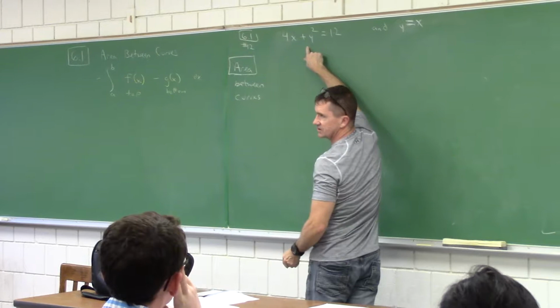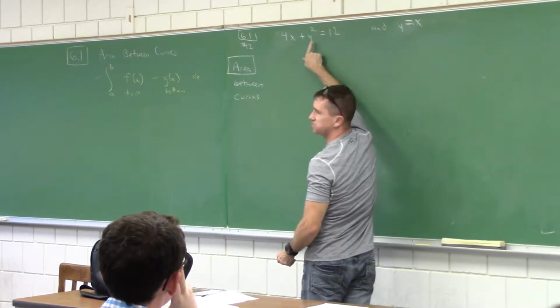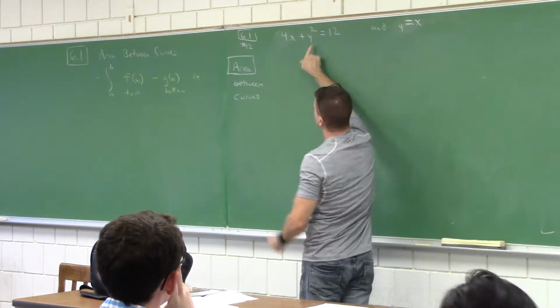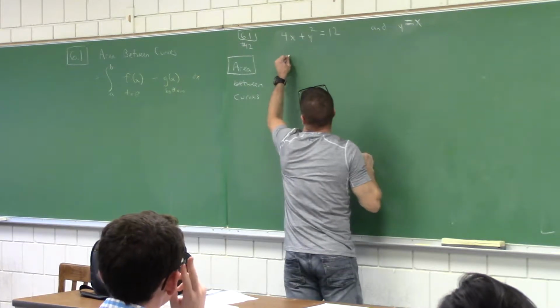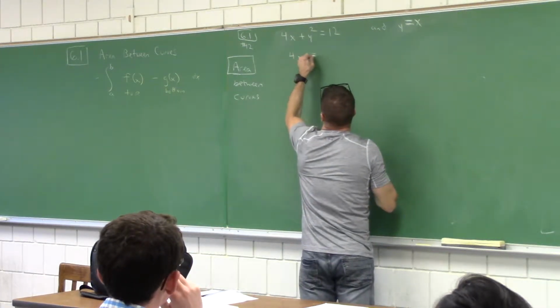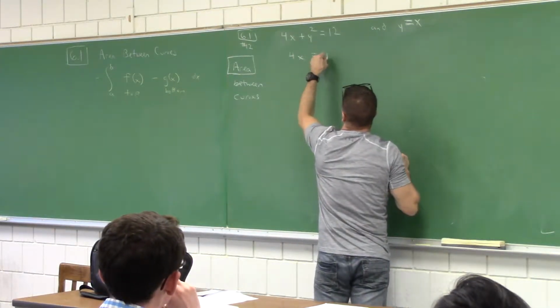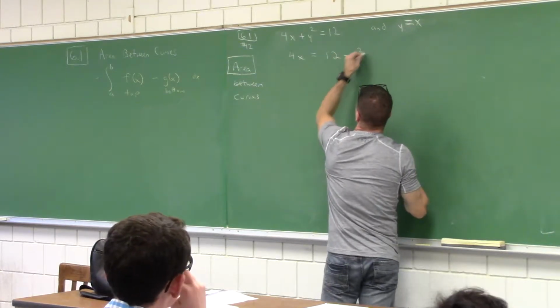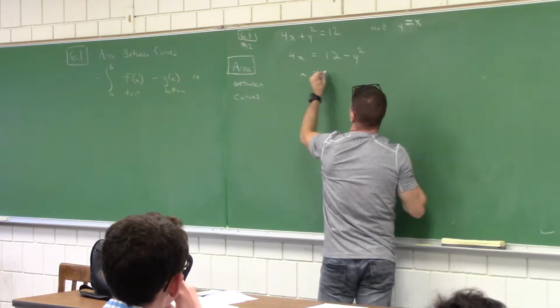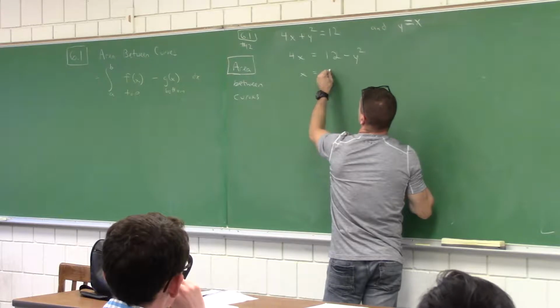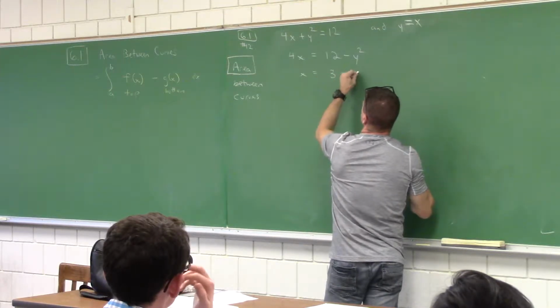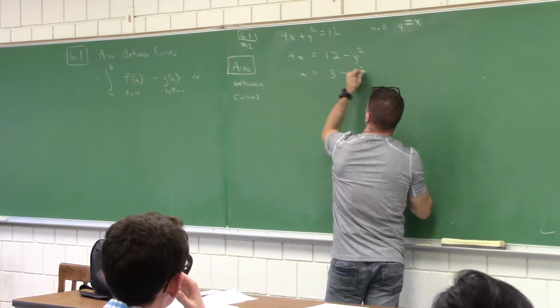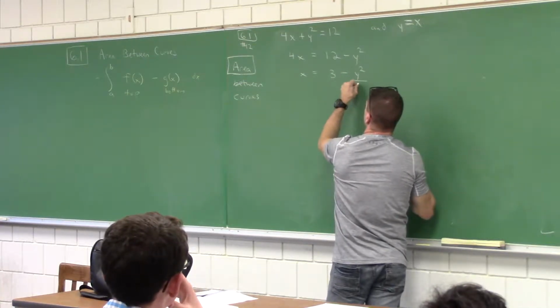You know what these graphs look like? This 4x plus y squared equals 12. If you solve for x, let's just see what we get. We get 12 minus y squared. What will x equal? What's 12 divided by 4? 3 minus y squared, all over 4, right?